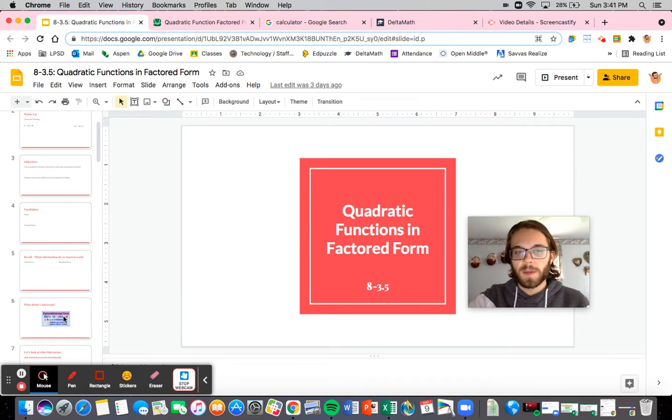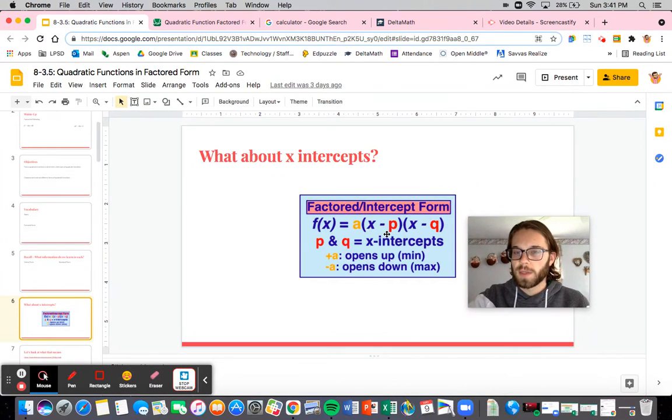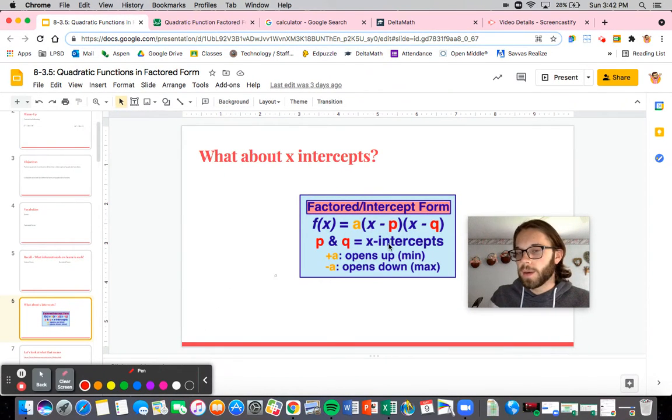So factored form is going to be this particular setup where you have a, which is still going to determine open up and down, how wide or narrow it is, and then x minus p times x minus q, where p and q are your x-intercepts.